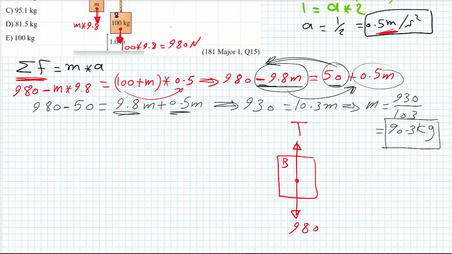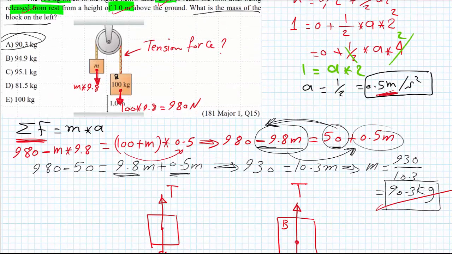What if we try to draw the free body diagram for the first one, the mass m? We will do the same. We have the weight, which is mass times 9.8. Take care that we know the mass now. It's 90.3 kilogram. And there is the same tension upward because it is the same rope wrapped on the pulley. So they have the same tension on the two sides.